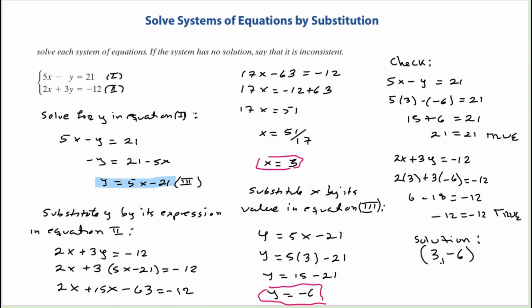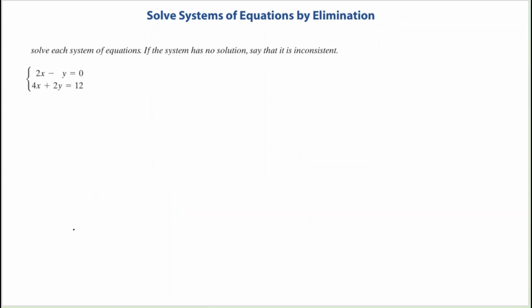And this system was solved by substitution. Let's now solve the next system. And this is a system that we're going to solve by elimination. Now to solve a system by elimination, we're going to eliminate one of the variables. You can eliminate any variable, whatever you feel is more convenient.